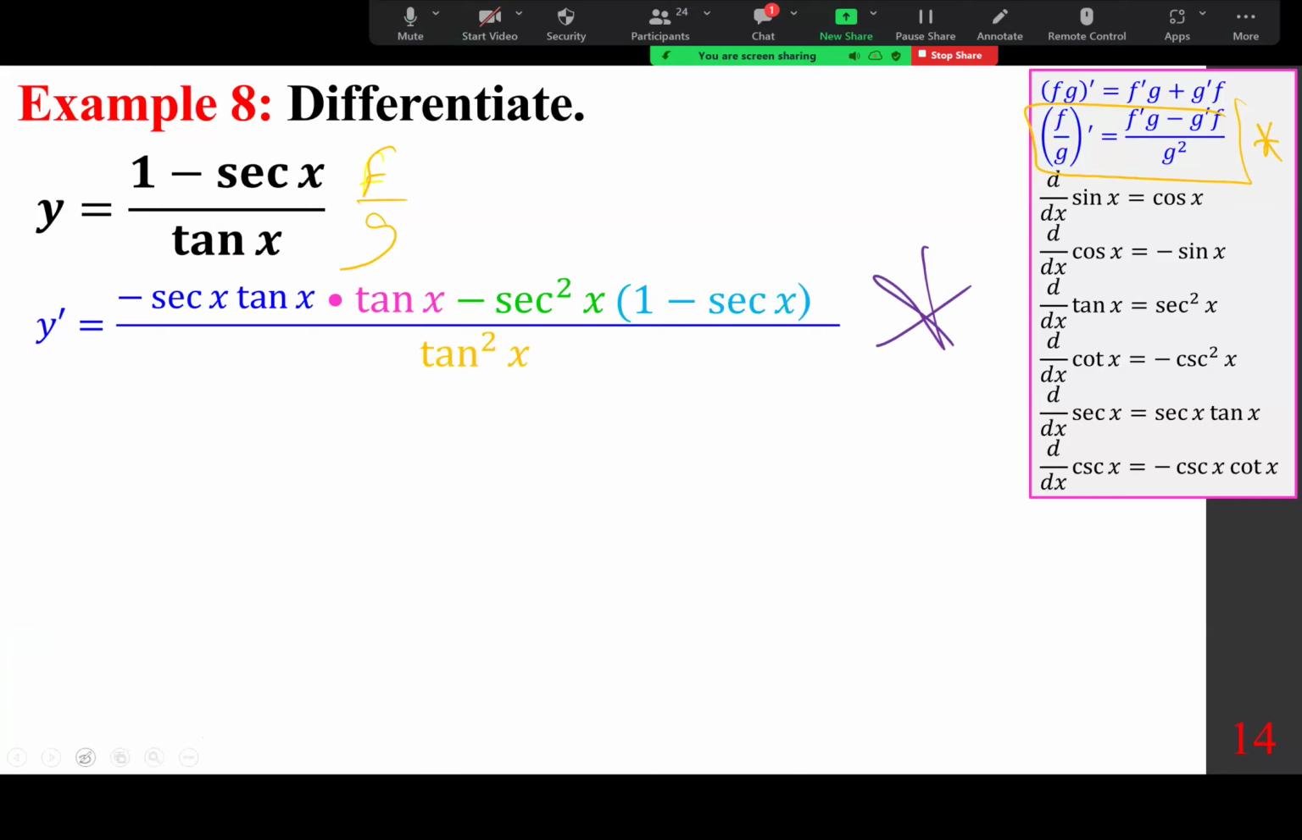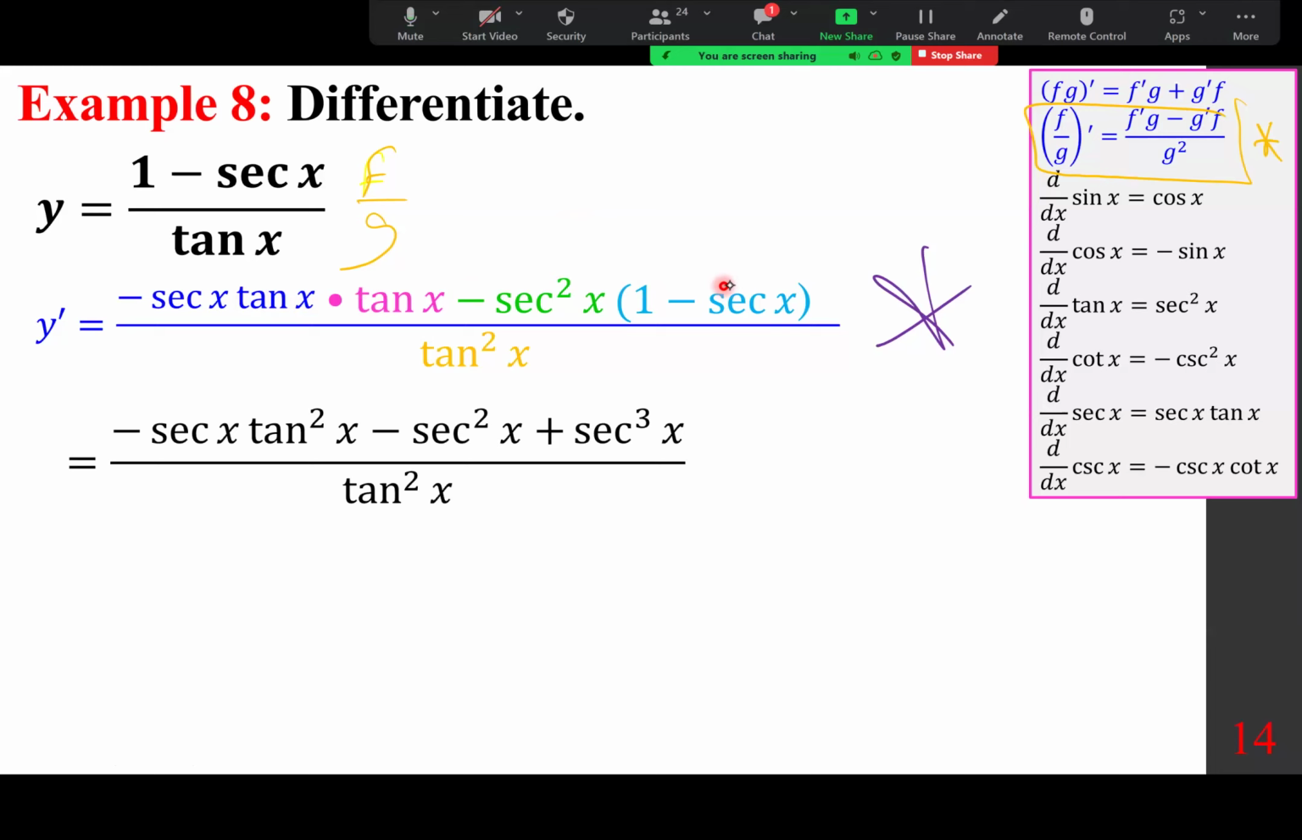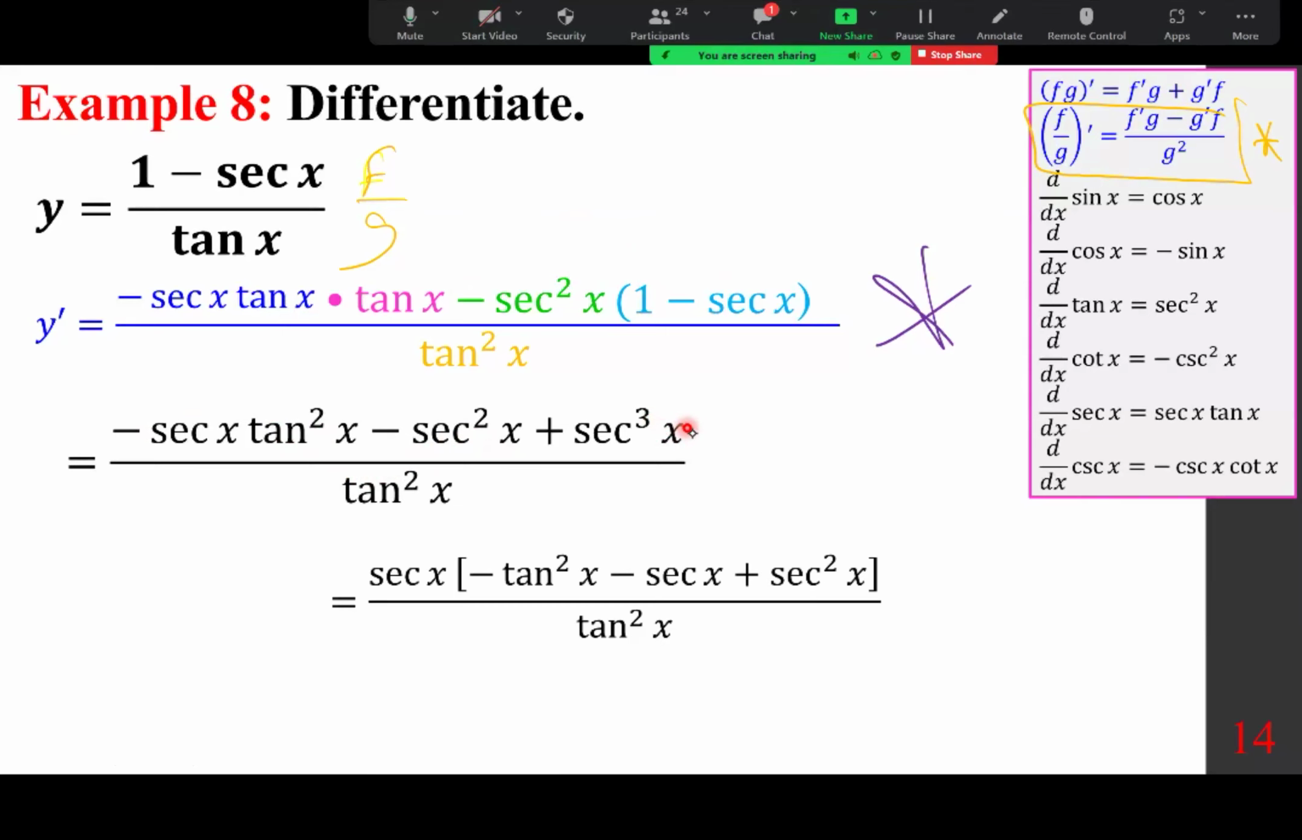So we're going to continue on that thought. So obviously this is minus secant x tan squared. This is minus secant squared. This is plus secant cubed. The denominator is not changing. From the top, we can factor the secant x out because they all have secant x in common. And if we do so, this is negative tan squared. This is minus secant x. This is secant squared x when we take the secant out. So the numerator, we can take out the secant x.